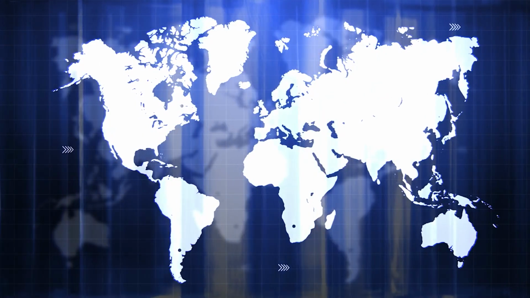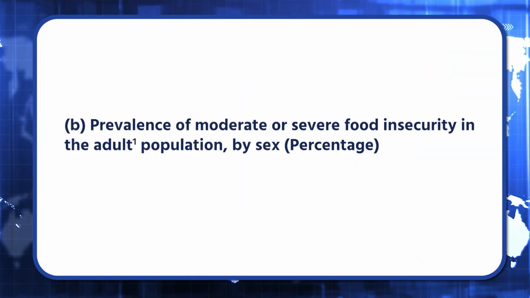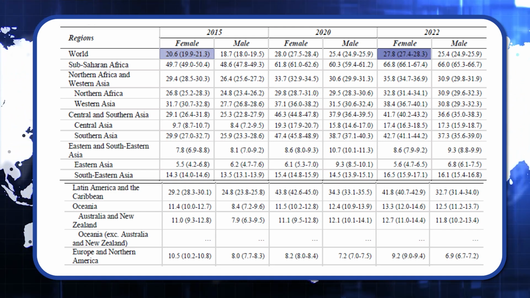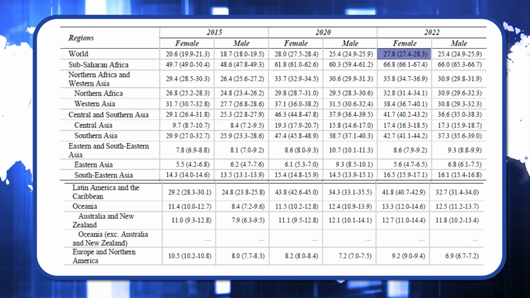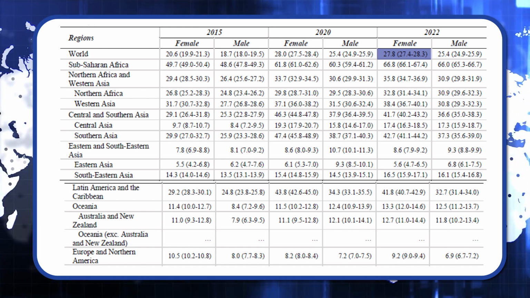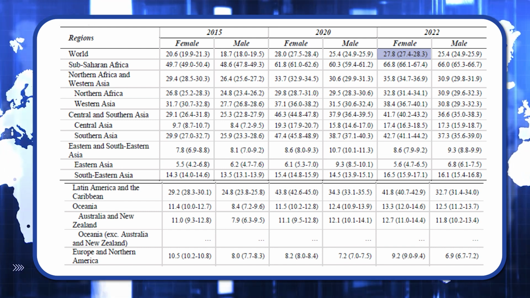Again, if you look at the adult population by sex, you will find that this also needs improvement. For example, in females it is around 29.6%. In 2015, it was 27.8. So a 7% increase is not good. It is an indication that we have to work a lot.